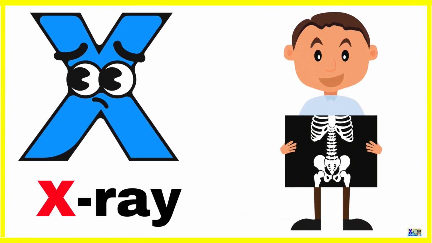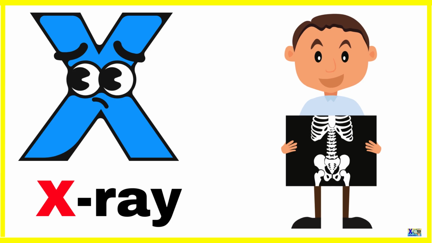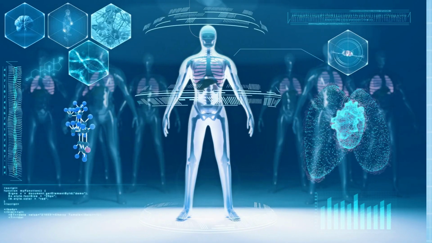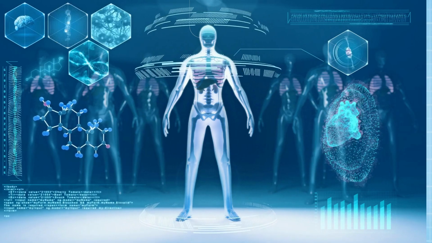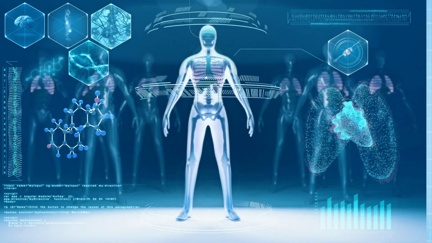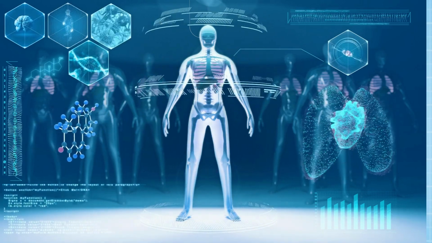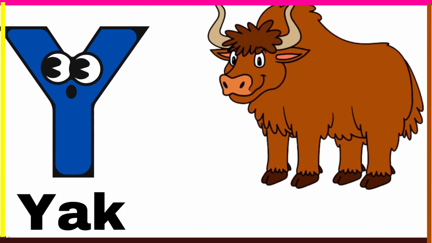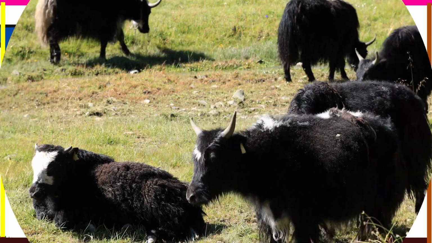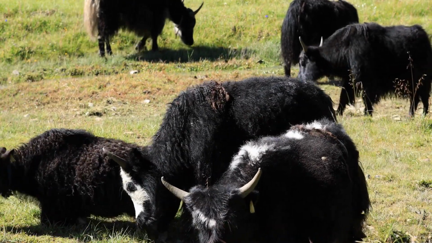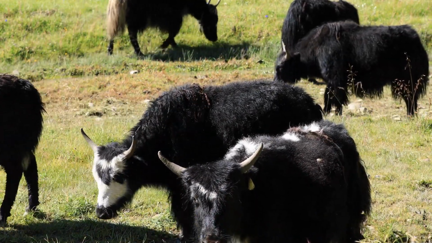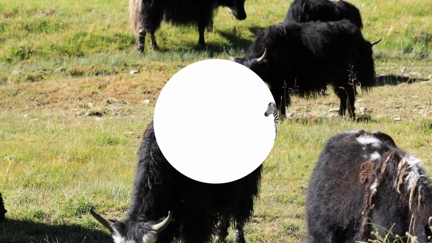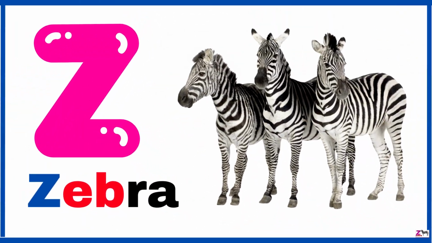X for X-ray. X-rays are a form of ordinary light, which can pass through your skin. When they meet bones, X-rays stop dead in their tracks, and the perfect picture can be taken. Y for yak. Z for zebra.